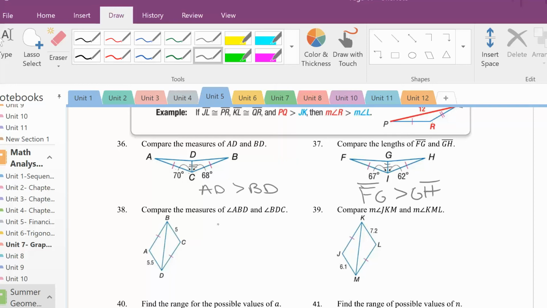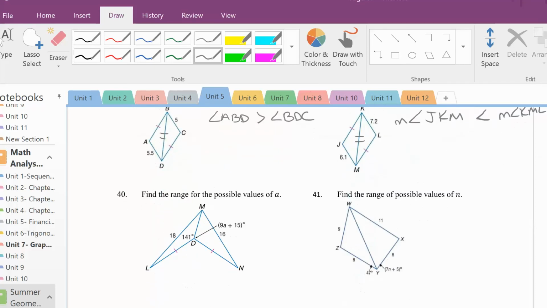So it says here compare the measures of ABD and BDC. Well, I know that the two sides are congruent. And so 5 is smaller than 5.5. So that means ABD is greater than angle BDC. So go ahead and try 39 on your own. All right, because 7.2 is bigger than 6.1, so that means that JKM is smaller than KML.